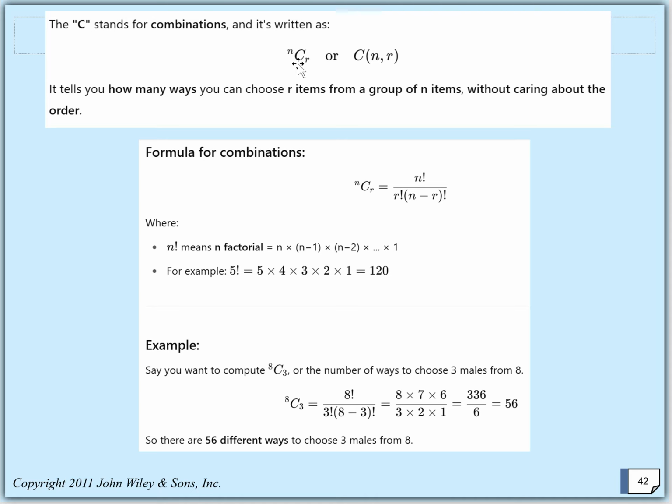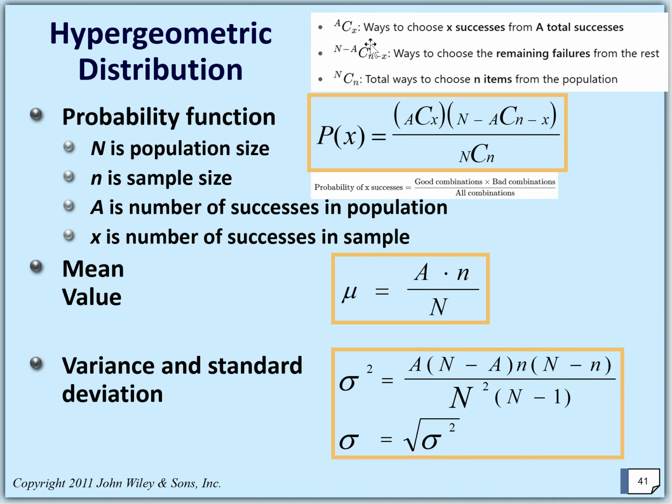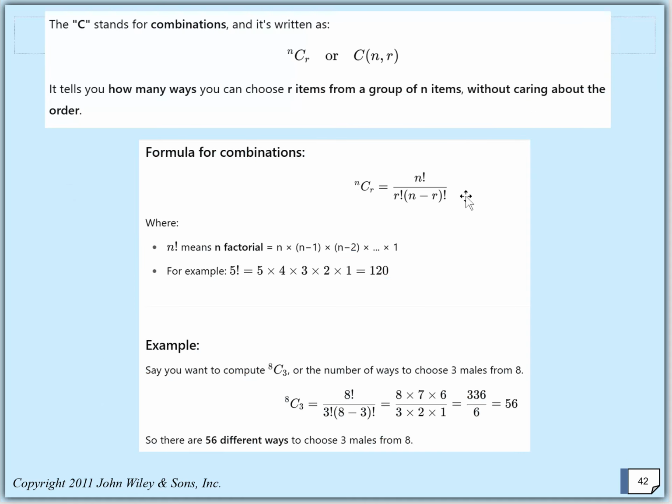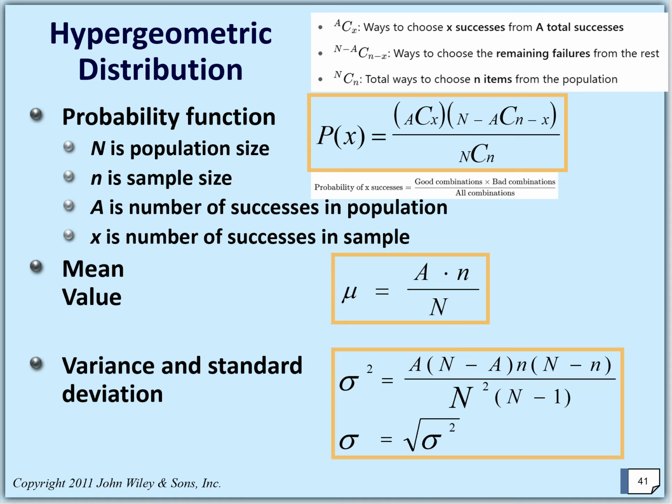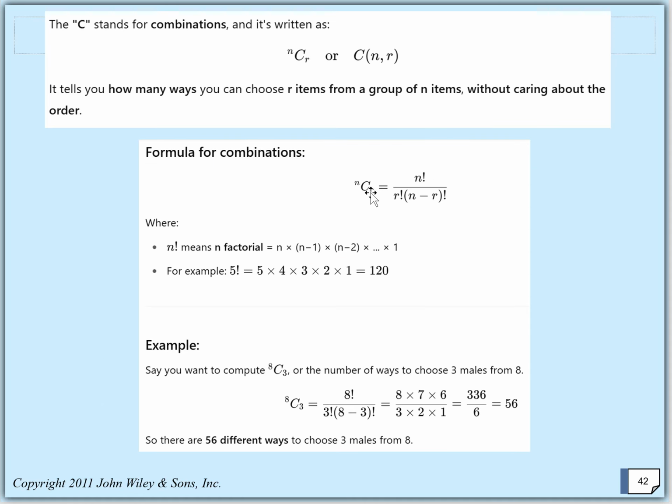C stands for combinations. So n combination r means ways to choose, or A combination X means the ways to choose X successes from A total successes. And this combination formula, we just wrote something here, you might not know what that is. That is actually, if n combination r, then n factorial over r factorial into n minus r factorial, and that's how we do it. So you just put the n and r numbers in there and you find the possible combinations that exist.